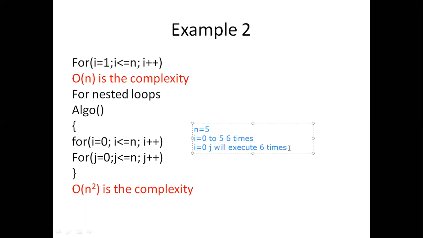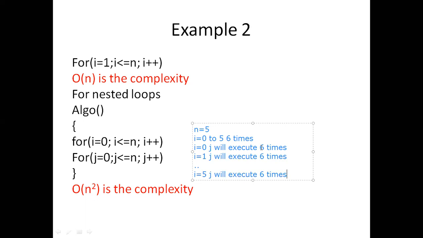Like that, if i is equal to 1, j will execute again 6 times. So like this, how many times will it execute? If i is equal to 5, j will execute again 6 times. So in total, 6 plus 6 plus 6 plus 6 plus 6 plus 6, it will execute 36 times. So it is 6 square times.